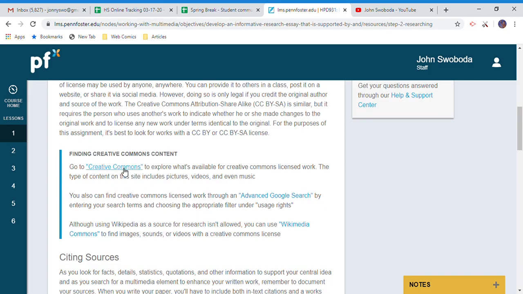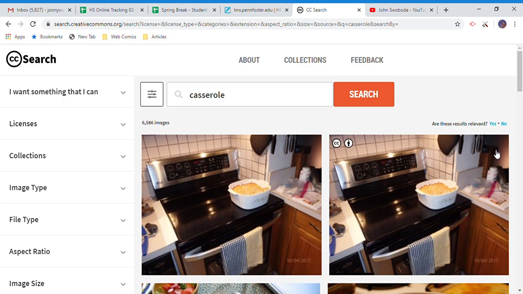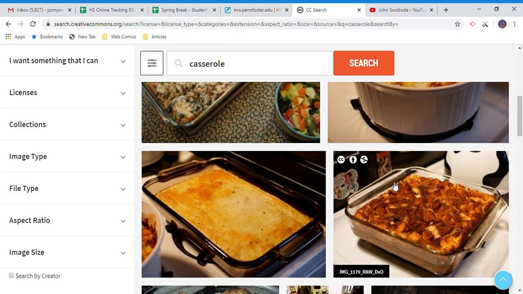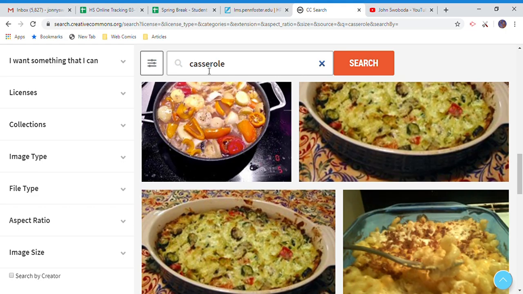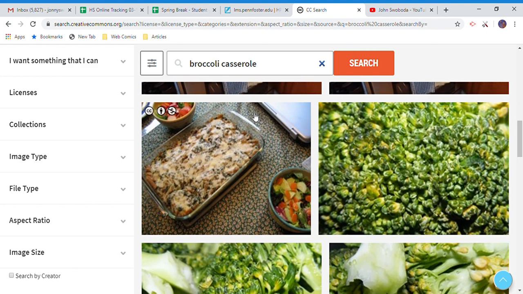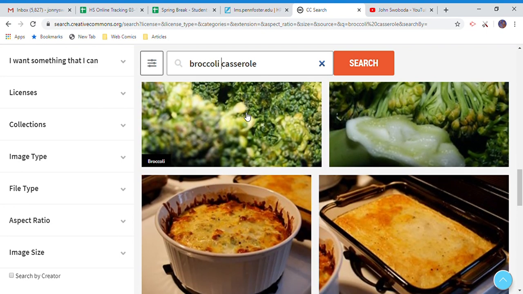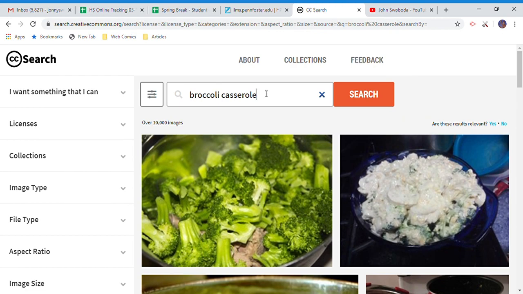Okay, check this out. Here's the Creative Commons website. I will look for casserole. And now I got some cool photos. See? Some are better quality than others. Let's see here. Anybody have a broccoli casserole? You have broccoli. This I might use. No, none of those. If I were doing it, I'd probably just make one and take a picture of it, but you know what I'm saying. I would use this. This picture here is good.